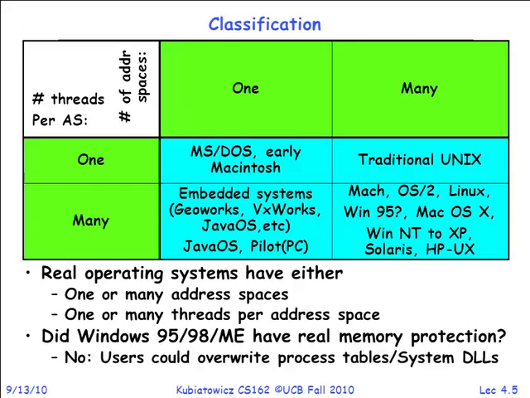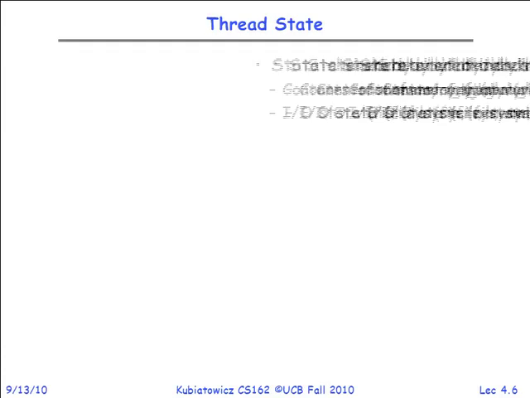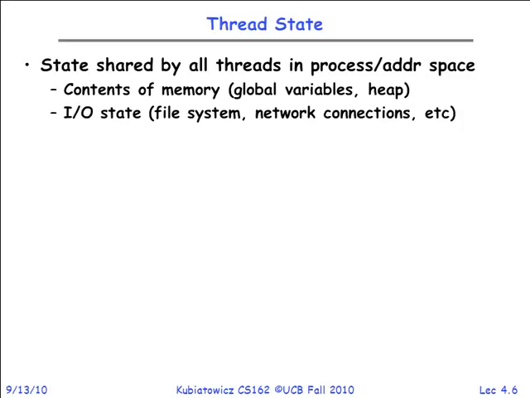Now, let's talk a little bit about thread state. The state shared by all the threads in a process includes things like the contents of memory, the global heap. The way you can think of that is that the threads can communicate through this shared pot of memory, and in fact, most multi-threaded programming takes advantage of that, passing pointers to structures around and so on. You will have a lot of "fun" with this when we get to synchronization.